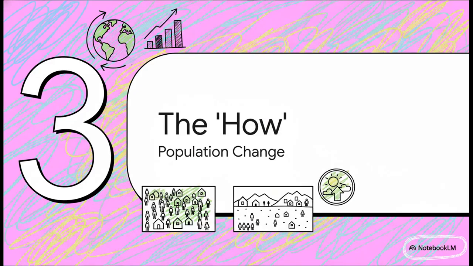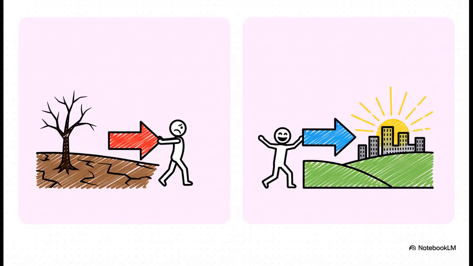Okay, so we've covered the where and the why. Now let's get into the how. How does a population actually change? Because the number of people in a place isn't fixed, right? It's always going up or down. Now, this part is super important for your exams, so listen carefully. Let's use an easy example.